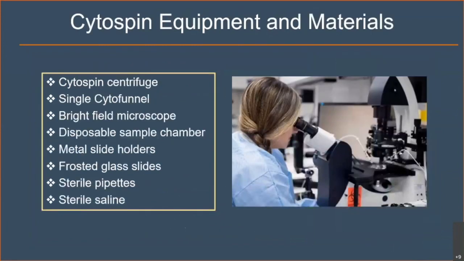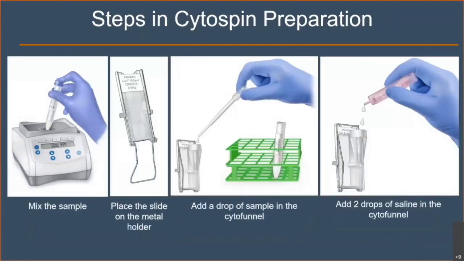The equipment and material required is the cytospin centrifuge, the cytofunnel, and the microscope. Next slide, please. The steps involved in the cytospin are: the sample is mixed and the slide is placed on the slide holder. The cytofunnel is placed on the metal slide holder, and a drop of semen sample is added. And this is followed by a drop of saline sample. Next slide, please.